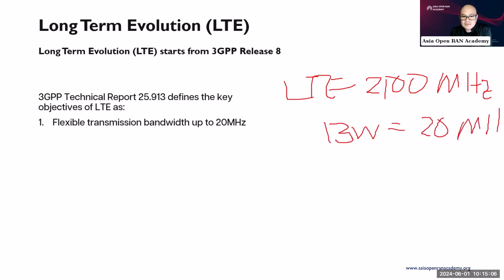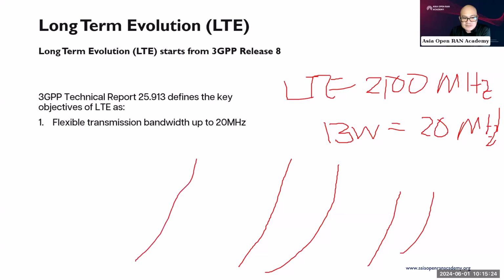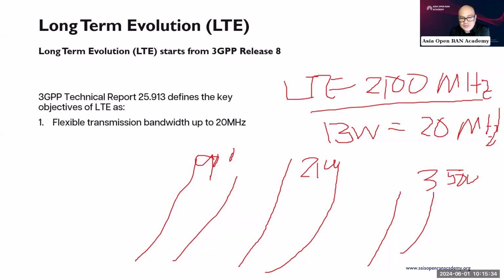So what is the difference? Some of the students are confused. What is the difference between LTE 2100 megahertz with a bandwidth of 20 megahertz? Just imagine, for example, we have a highway. We have many roads. This could be 900 megahertz, this could be 2100, and this could be 3500. So the center frequency is the highway itself, and the bandwidth corresponds to the width of your highway.